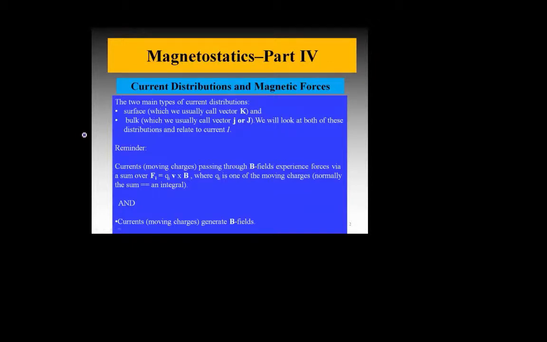So remember that currents are moving charges, and if they're passing through B fields, they'll experience forces via the Lorentz force, which is q_i v_i cross B, operating on the ith charge, where v is the velocity of that charge. q_i is just one of the moving charges, and normally we would add up the effects of many charges to get a total force. And just to remind you, later on we're going to show that currents, representing moving charges, generate magnetic fields.